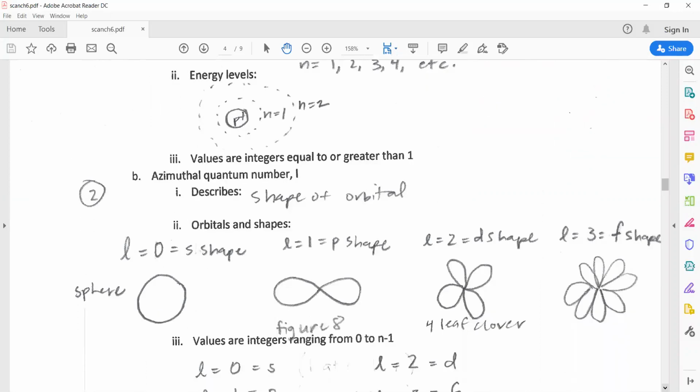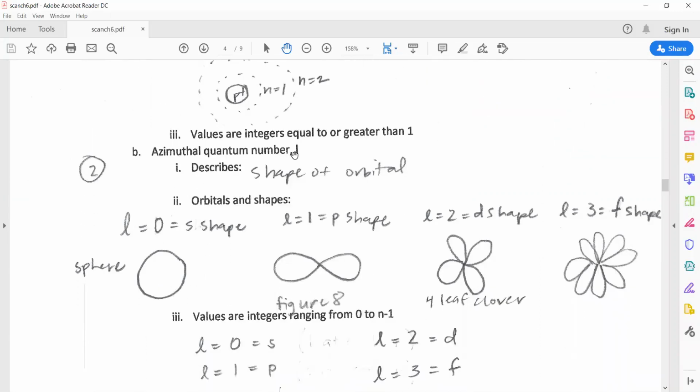The second quantum number is called the azimuthal quantum number, and it's a little cursive L. It looks more like this usually. What it's telling you is the shape of the orbital. There are 4 different shapes we run into. There's an s orbital, which is spherical, and it's 3-dimensional. There's a p orbital, which looks like a figure 8 or a dumbbell. There are d orbitals that have 4 lobes. They look like 4-leaf clovers.